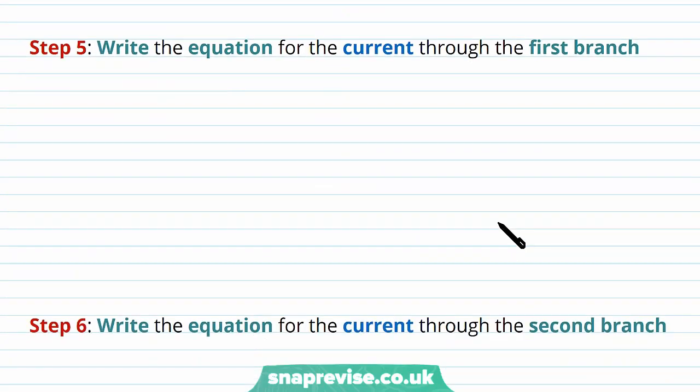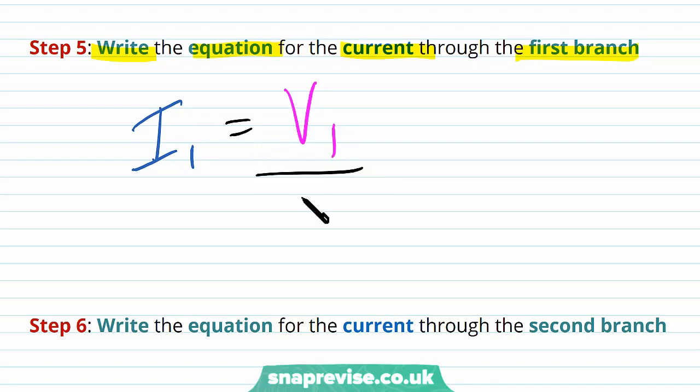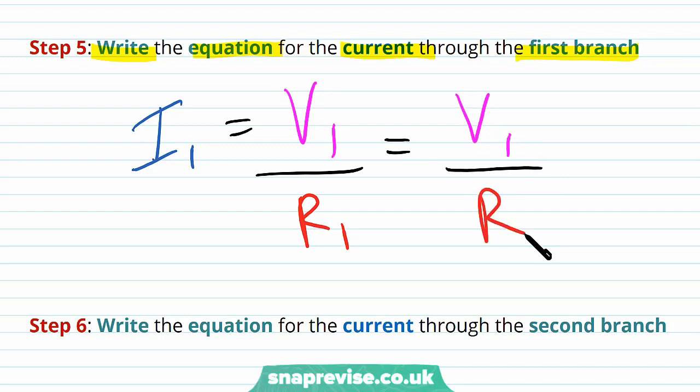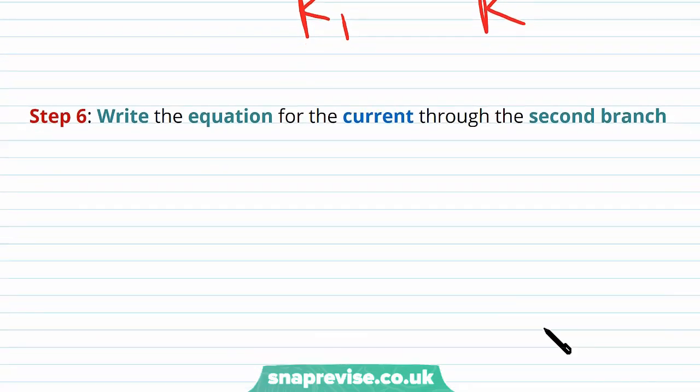Our fifth step is to write the equation for the current through the first branch. So I1 is going to be equal to V1, the potential difference across that first branch, divided by R1, the resistance of that resistor, which we've labelled as R. So we're going to say V1 divided by R. So that's our current through the first branch.